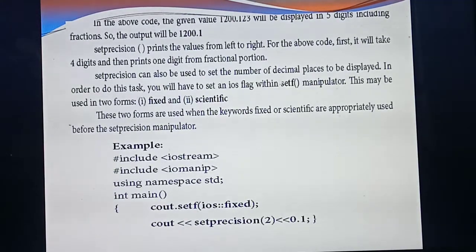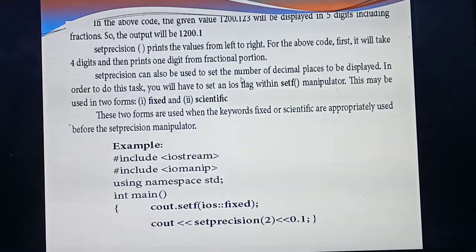Okay, what's the manipulator name? setiosflags. So inside the setiosflags, you should use a flag called ios. Understood? So what's the use of setiosflags? To display the total number of digits, or how many digits need to be displayed after the decimal point. For that you are going to use which manipulator? setiosflags, that means set flag of. Inside that you are giving a flag called ios.